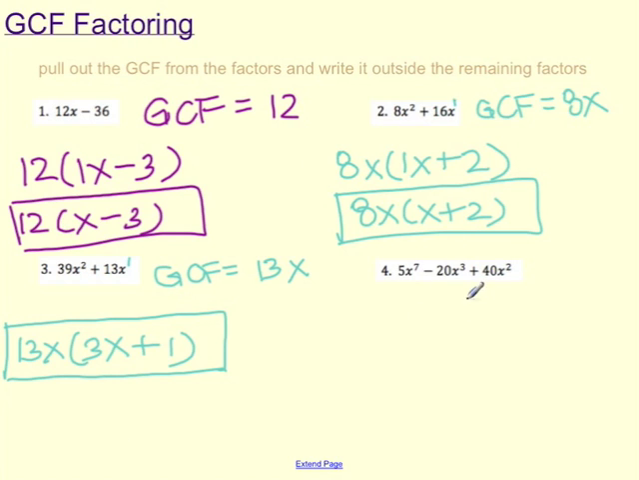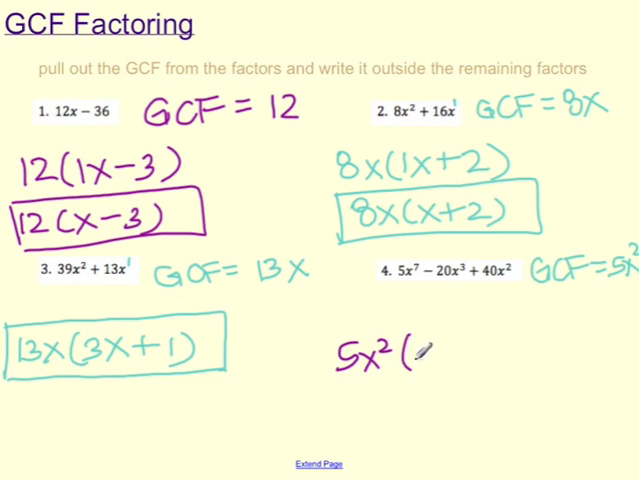4, a little bit trickier, but I look at it. I have 5, 20, and 40. So they're all divisible by 5. So my GCF is 5. And then I would take out the lowest exponent. So here's 7, 3, and 2. So I can take out an x squared. So GCF is written in front. So I have 5x squared, parentheses.